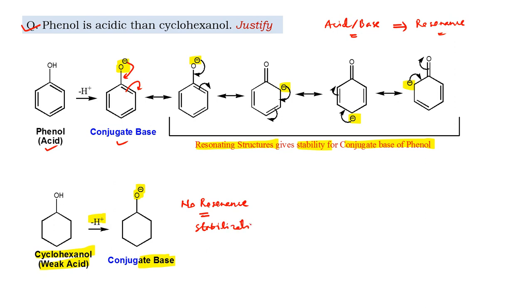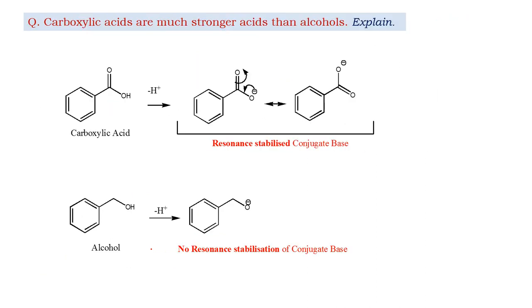stabilization. So in this way, we can simply explain this concept: a phenol molecule forms a conjugate base, and this conjugate base is stabilized with the resonating structures, and this concept is absent in the case of cyclohexanol. Its conjugate base is not stable because of lack of resonance. So therefore, phenol is more acidic than cyclohexanol.